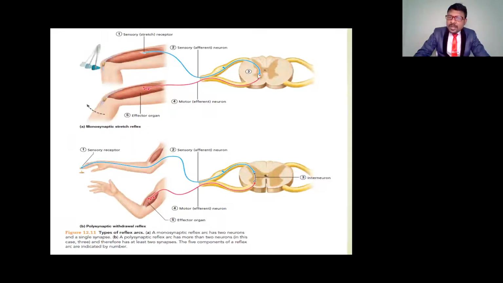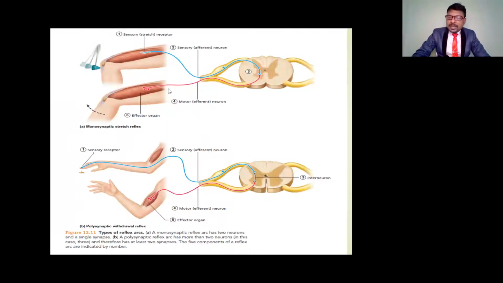Here there is no interneuron. There is no communication between the sensory neuron and the motor neuron. So it is only a single direction, a single nerve. One single nerve means the sensory nerve and motor nerve are involved. So this reflex is called a monosynaptic reflex.